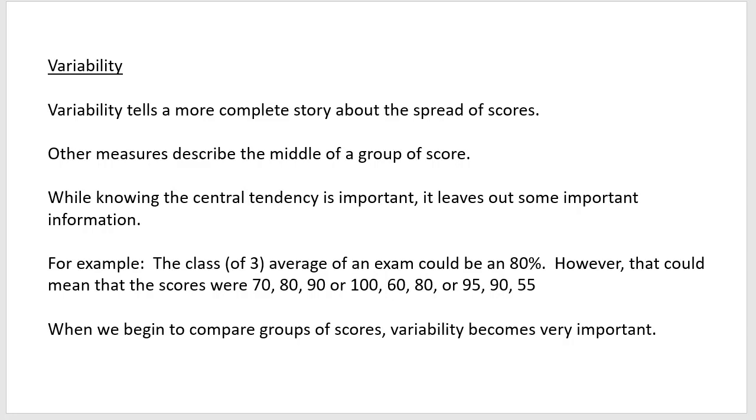So even though those 3 classes of 3 people have the same mean exam score, the spread of the scores is very different. Okay? So what's interesting about this is that we have to understand what variability is in order to understand how we compare groups of scores to one another, because we will be able to compare apples to oranges in this class. It'll be kind of fun.